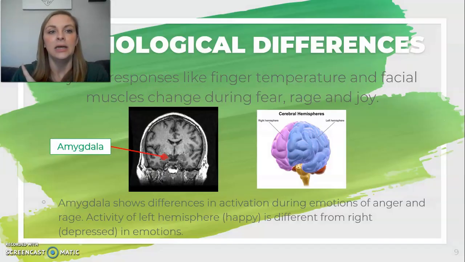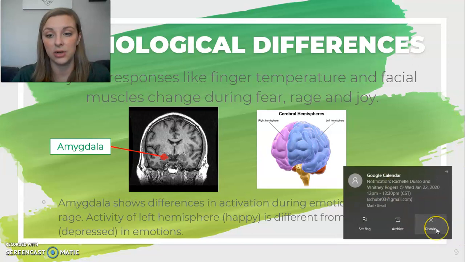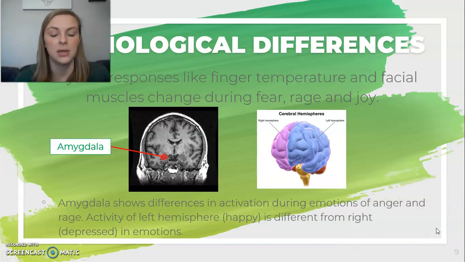Okay? But because there are physiological similarities, there are also physiological differences. We know that our physical responses to fear, rage, and joy do differ slightly in our finger temperature as well as our facial muscles and how they are changing. Our amygdala also shows differences in how much it is activated during different emotional responses.